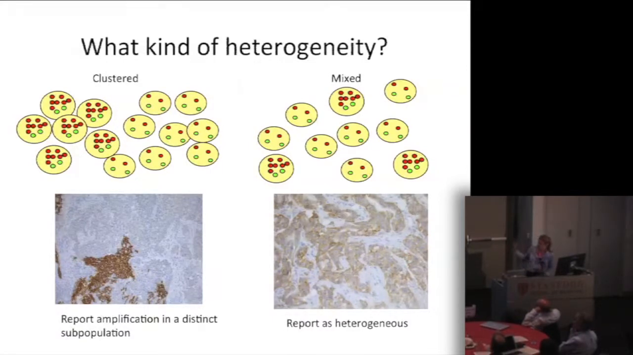So what kind of heterogeneity are we talking about, and would these recommendations apply to this intermixed form of heterogeneity, or mosaic style heterogeneity, where the amplified cells are scattered in a background of non-amplified cells. We're not talking about clustered cell populations, the subclones that look like they're growing out.